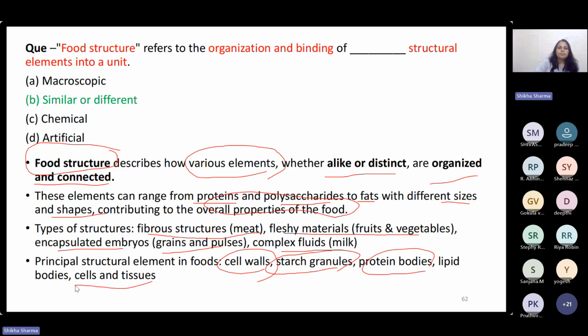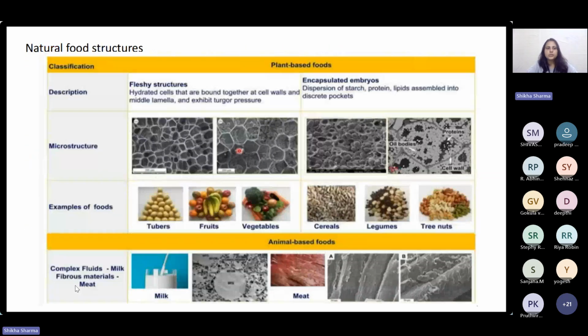They are the naturally present structural elements in the food. So the natural food structures, we can see that this is the microstructure level. We can see that this is a fleshy structure where the hydrated cells are bound together at the cell wall, middle lamella, they exhibit the turgor pressure, and here encapsulated embryos are there.